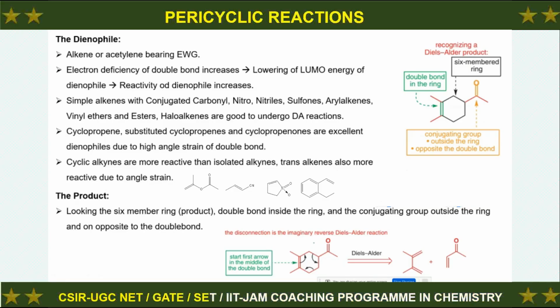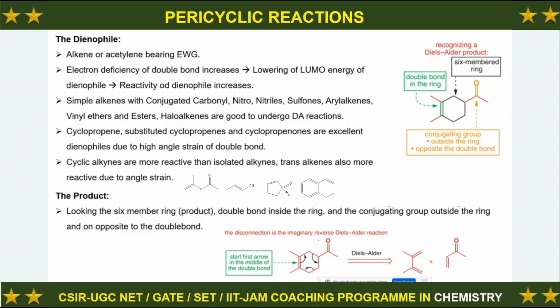So when you are disconnecting, like in a retrosynthesis, you start from here, then change the bonds accordingly, and you will get this one. So this is the usual type of disconnecting of a cyclohexene ring by the Diels-Alder reaction. So this is also recognition of a Diels-Alder product. You already know how it will be.